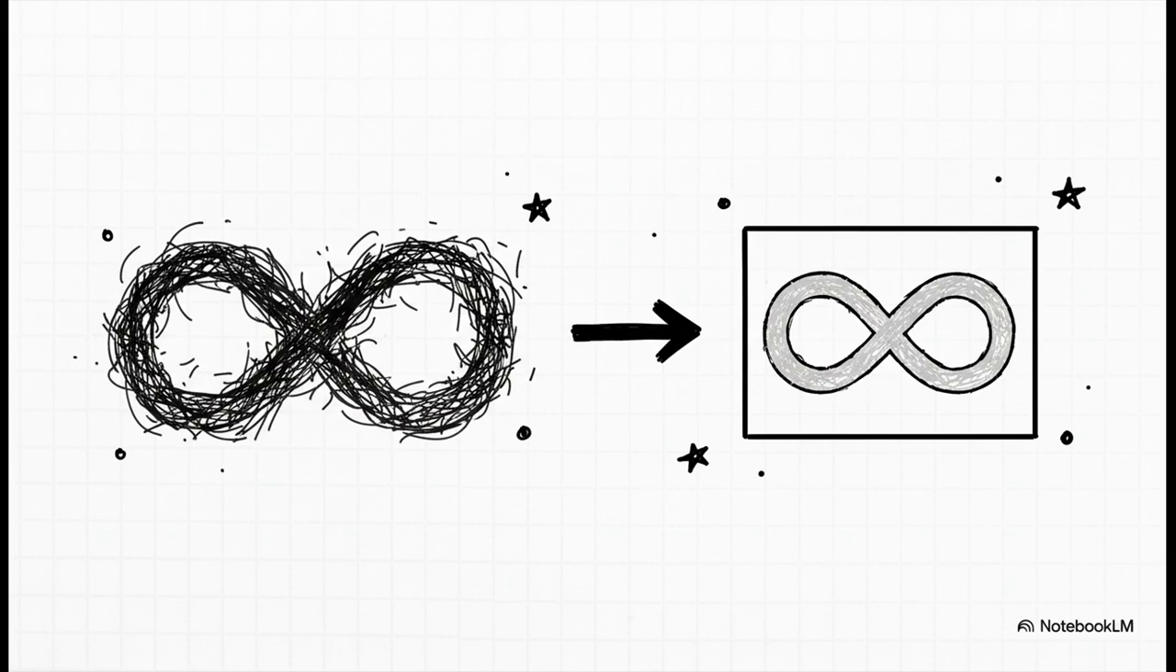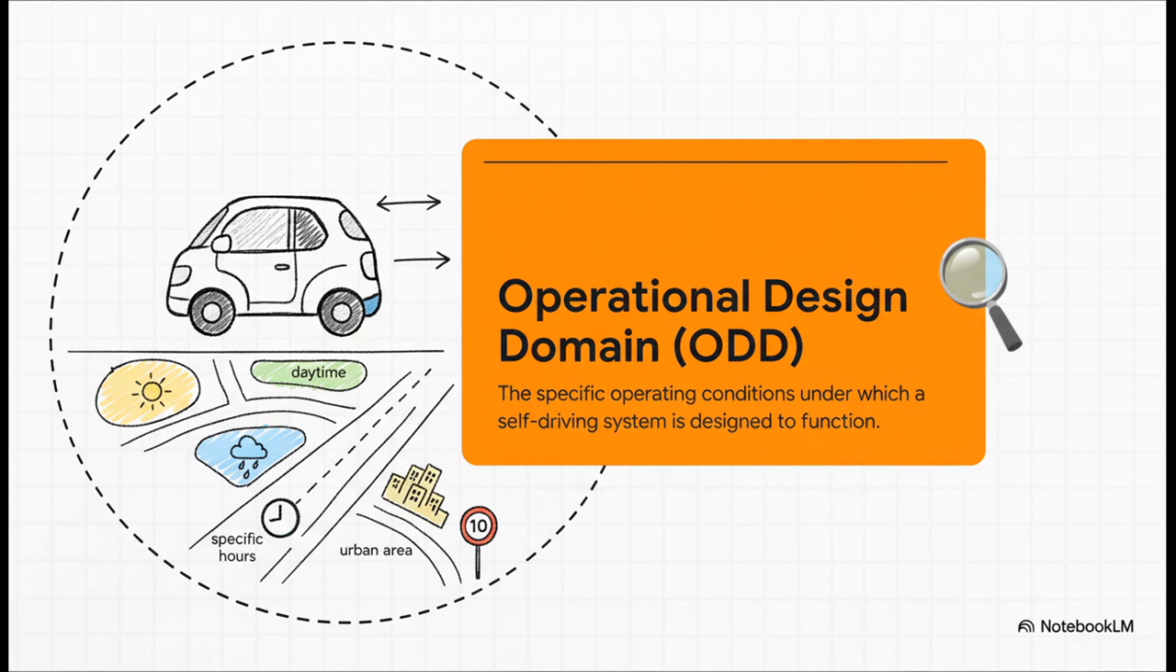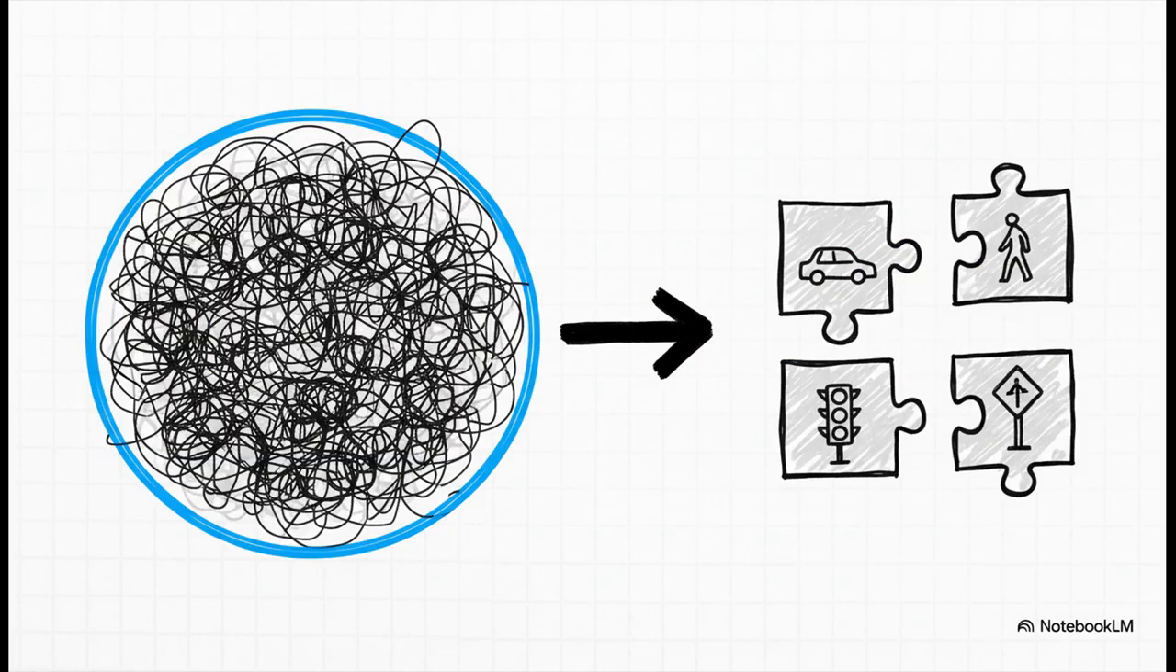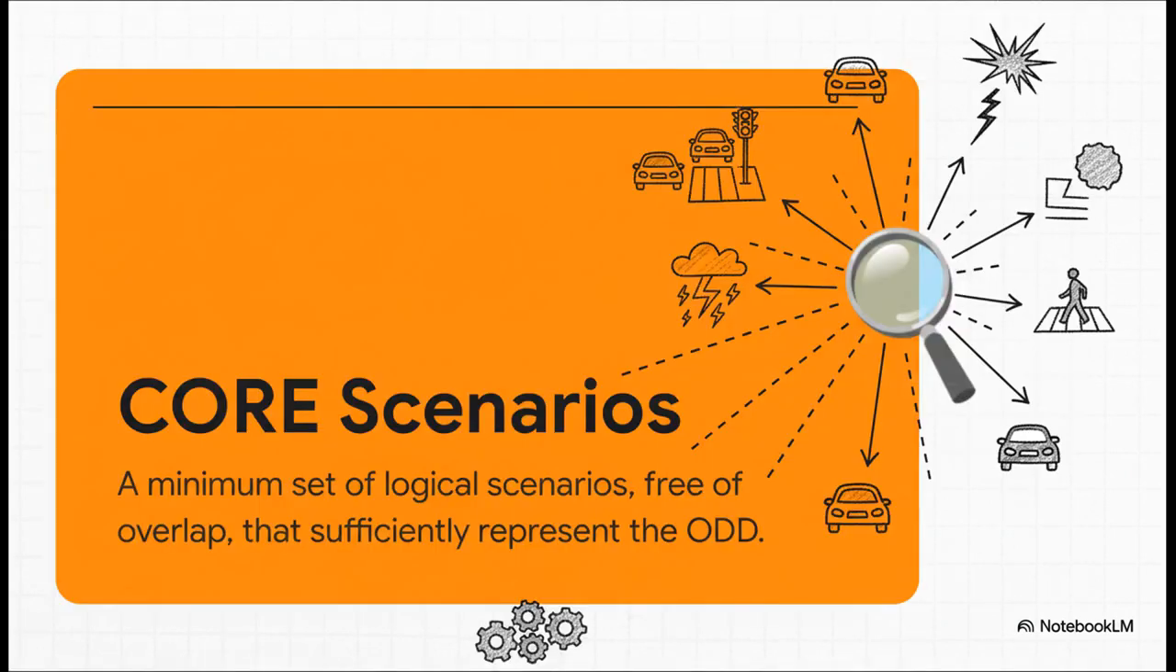You define it. First up, you define where the car can operate. This is its operational design domain, or ODD. You know, setting the ground rules. Highways only, good weather, and maybe under 70 miles per hour. Once you define those boundaries, you can start breaking down reality into finite, testable scenarios. These are what they call core scenarios, a set that represents the biggest challenges within that domain.